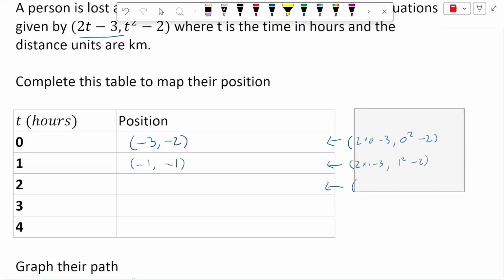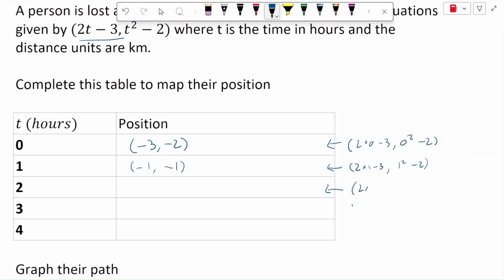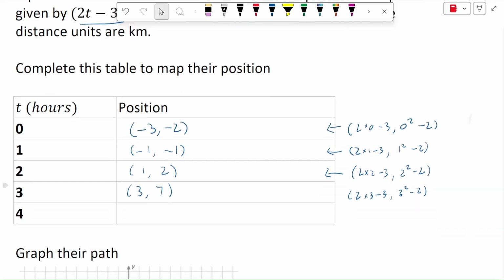For your next one, if we just keep plugging it in, you're going to have 2 times 2 take 3 and 2 squared take 2. So that's going to be 1 and 2. The next one is going to be 2 times 3 take 3 and 3 squared take 2. So that's going to be 6 take 3, so that's 3. And then the y value is going to be 9 take 2, so that's 7.